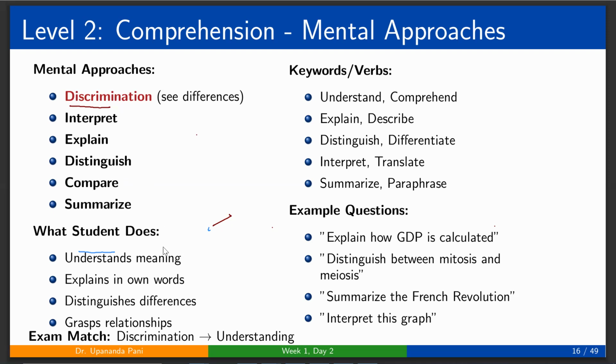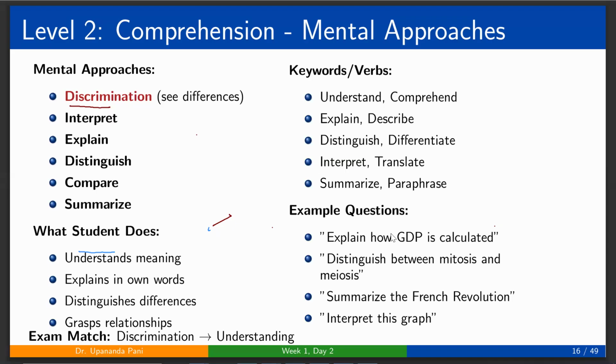So basically in level 2 of learning, what a student does is try to understand the meaning, explain in own words, distinguish differences, grasp relationships. So the keywords or verbs which are important for level 2 learning are understand, comprehend, explain, describe, distinguish, differentiate, interpret, translate, summarize, paraphrase. So all these are basically level 2 of learning.